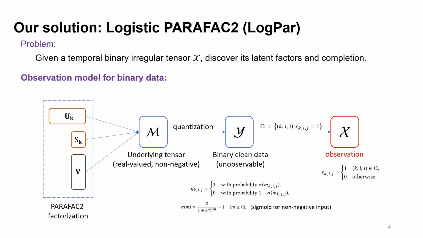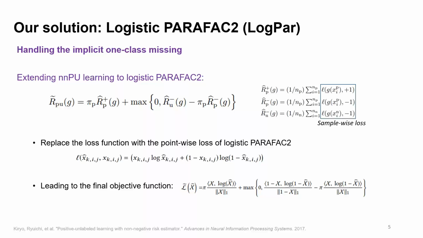We further assume that the underlying real-valued tensor M has low-rank property, so we use PARAFAC2 factorization to approximate it. To handle the one-class missing issue, we propose to extend an effective PU learning loss formula to our logistic PARAFAC2 factorization. This loss function was proposed for positive unlabeled binary classification problem, and we map it to our setting by replacing the sample-wise loss function in its empirical loss by the entry-wise loss function that we derived for our logistic PARAFAC2 factorization. Finally, it leads us to the objective function as shown on the screen.